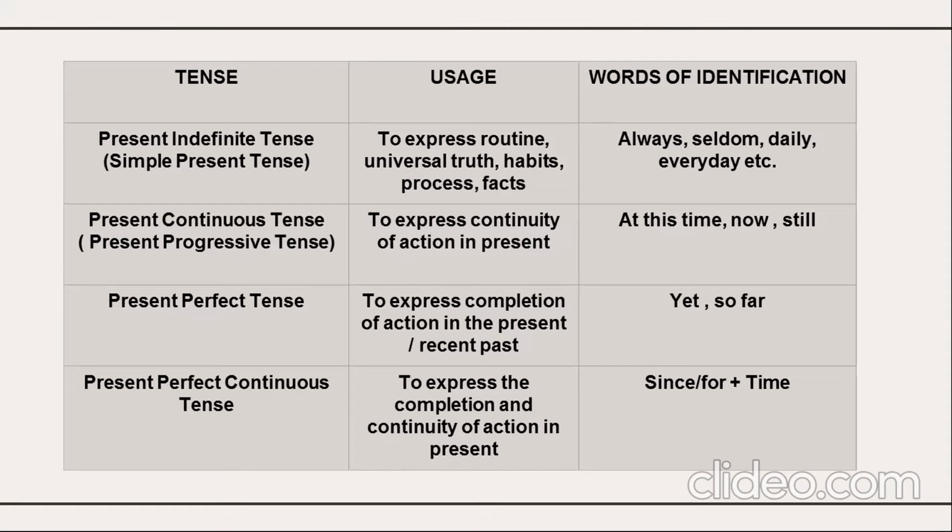Present perfect tense means to say the action has just recently completed and the impact of the action is still alive. So the indicators are here: yet, so far. Present perfect continuous means to express the completion of the action as well as the continuity of the action in the present. So since, for, we do use here.